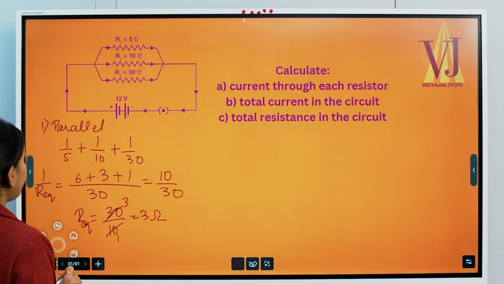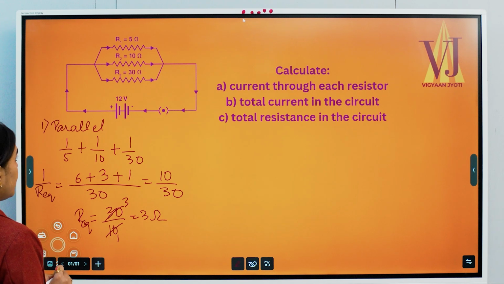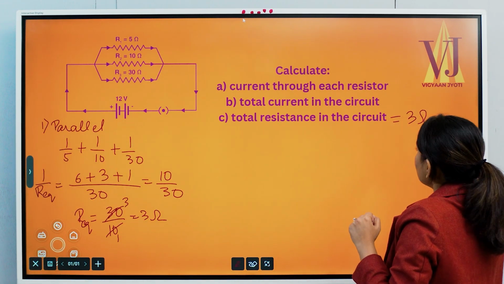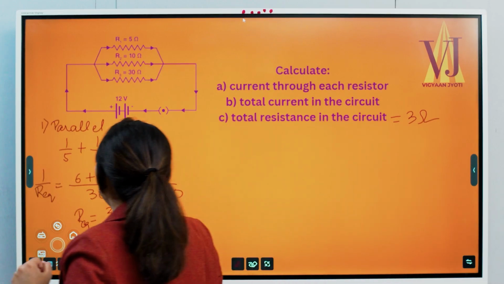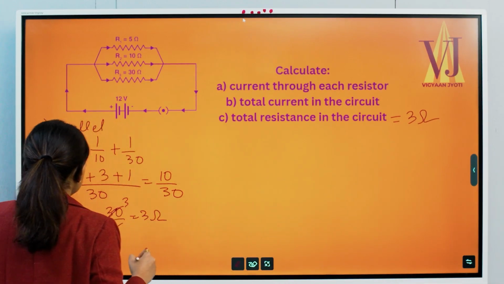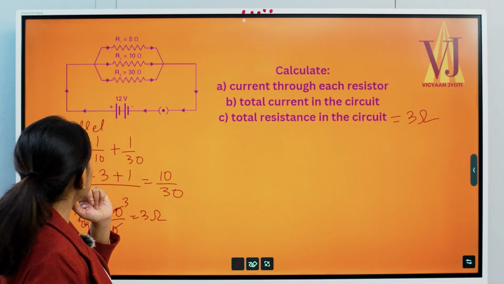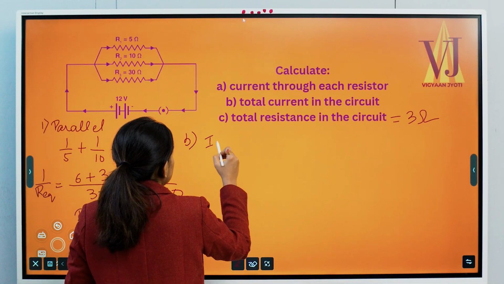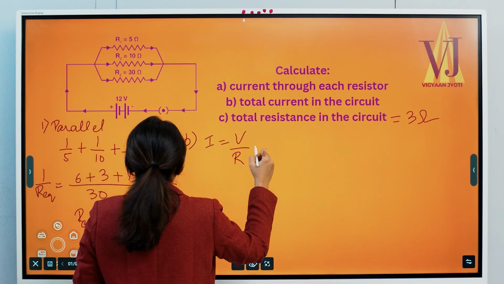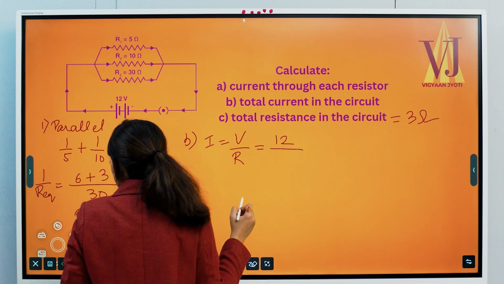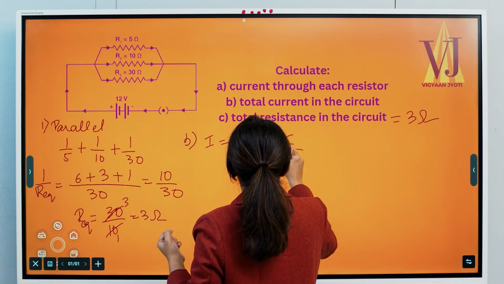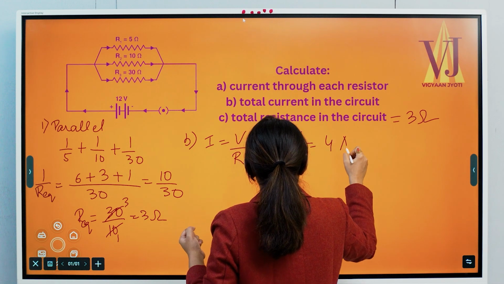Okay. Now we have to find the total current in the circuit. First, the total resistance in the circuit we have found is 3 ohm. Is it clear? Very easy, very simple. And then total current, that means we are solving from the back. So total current is V by R. What's my voltage? 12. What's my overall resistance? 3. So that means 4 ampere.